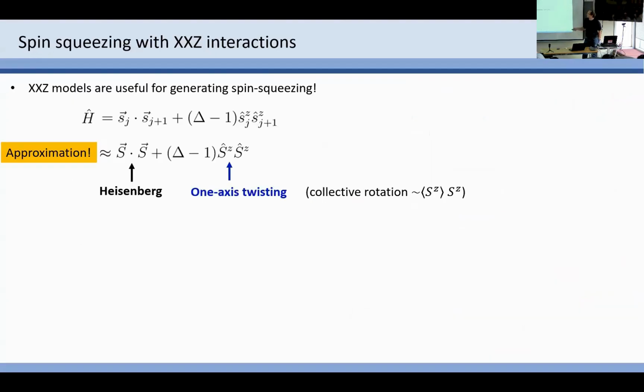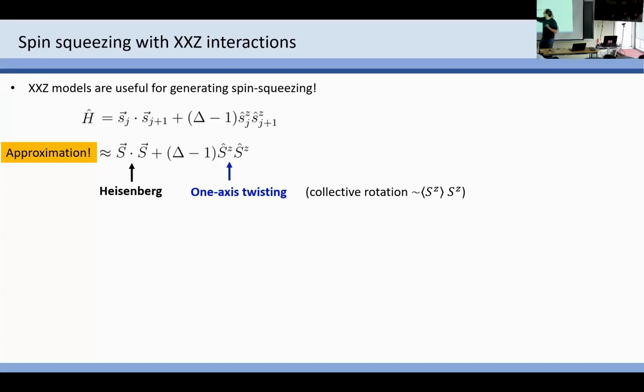Now, it turns out that the XXZ models we're talking about are useful for generating squeezing. And we can see that in a pretty simple way. If I just take my XXZ Hamiltonian and rewrite it as S·S, a Heisenberg model, plus an Ising term with Δ minus 1, where Δ is the XXZ anisotropy. I've just rewritten it. Let me make an approximation. It's not true, but let me pretend for a moment that this interaction is not nearest neighbor, but all-to-all. Then this will look like an all-to-all Heisenberg model and an all-to-all Ising model. Every spin talks to every other spin.